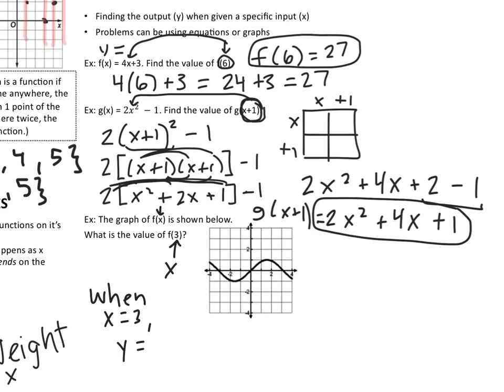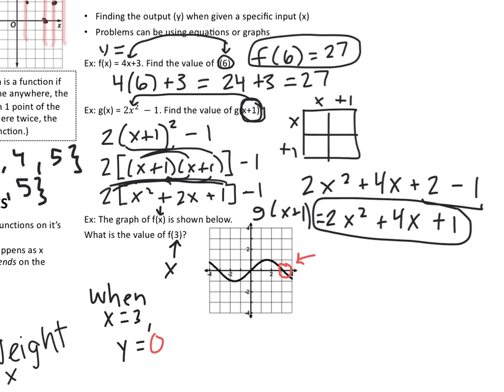So you're going to go over to your x equals 3. I'm going to use red so you can see it here. This is your point where x equals 3. You look at the graph and figure out what the y value is. Well, this graph happens to be going through the x-axis, so your y value is 0. When x is 3, y equals 0.